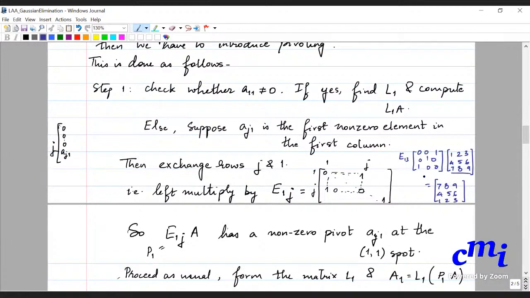You should also check the effect of post-multiplication, which means if I took this matrix and multiplied it to the other matrix on the right-hand side, what will happen? What happens if you post-multiply is that instead of rows, columns get exchanged. So if you want to exchange rows, you do pre-multiplication. If you want to exchange columns, you do post-multiplication by the elementary matrix.